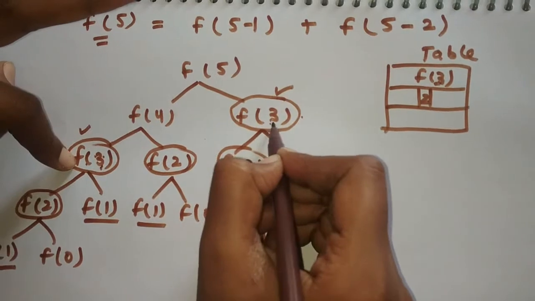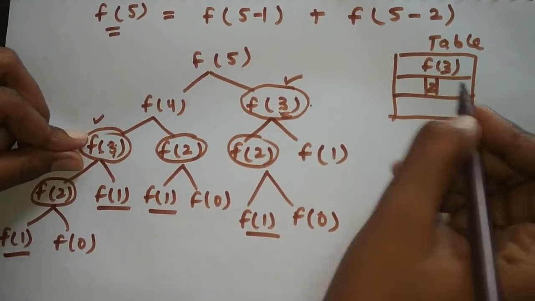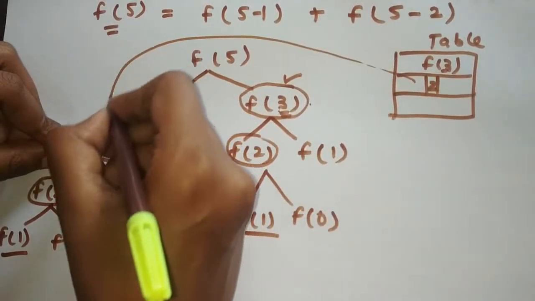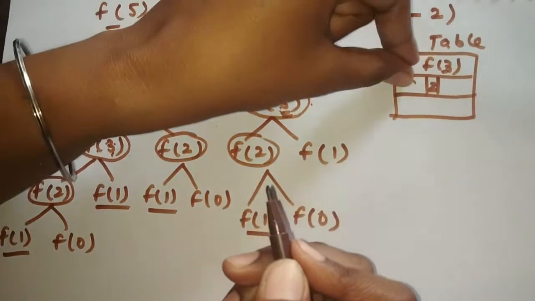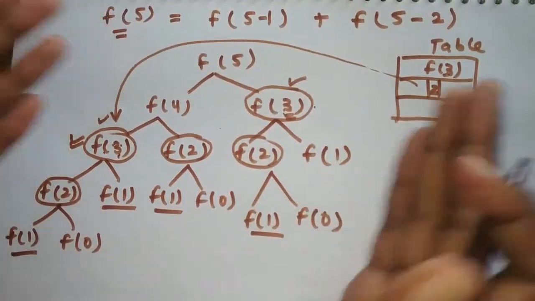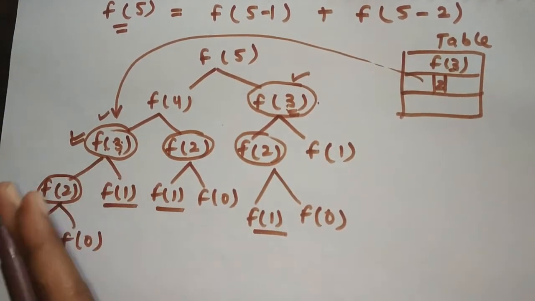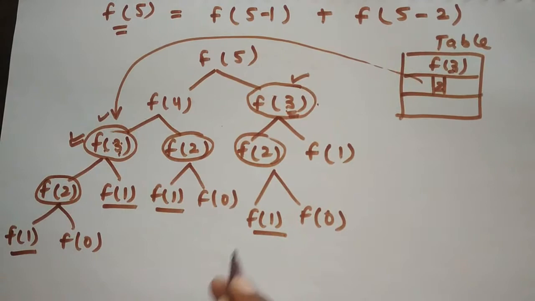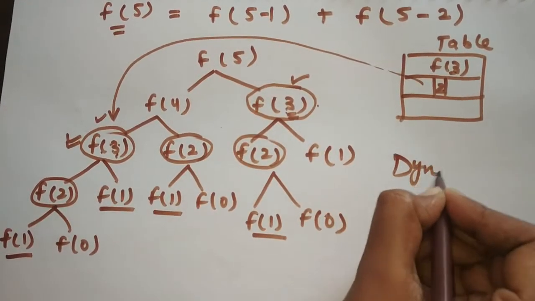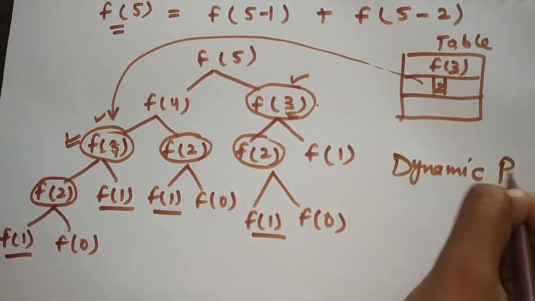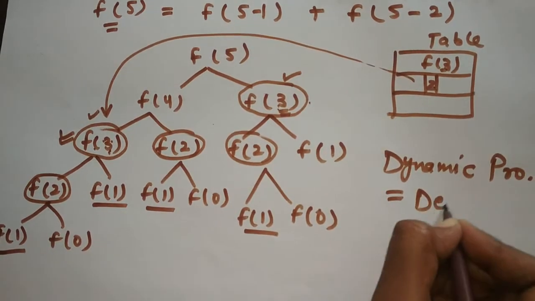Let's say 2. So when we reach here f of 3, we have already solved this f of 3. So rather than computing this again and again, we will take reference from the table. So by this, dynamic programming is going to decrease the time.